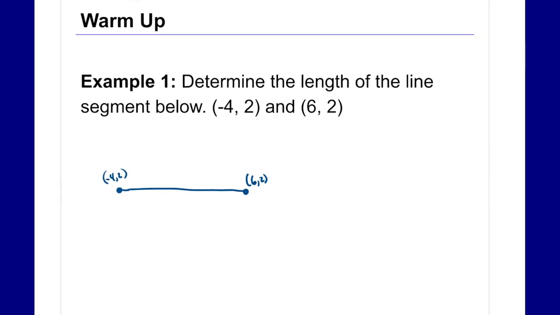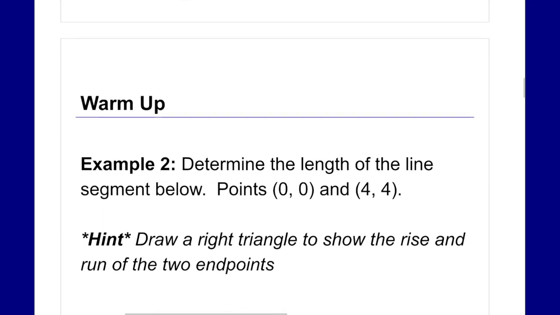Well, an easy way that we can tell is we can just do 6, the endpoint, minus the other endpoint. So our length will be 6 minus negative 4, which equals 10. So that means that this line segment is 10 units long. Fairly straightforward example. Look at a different one.